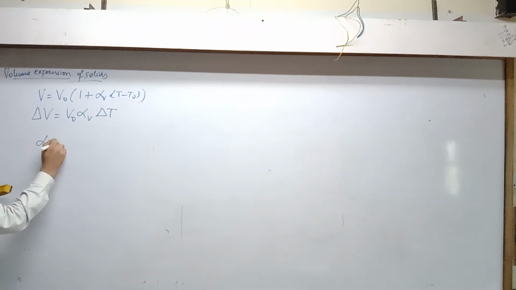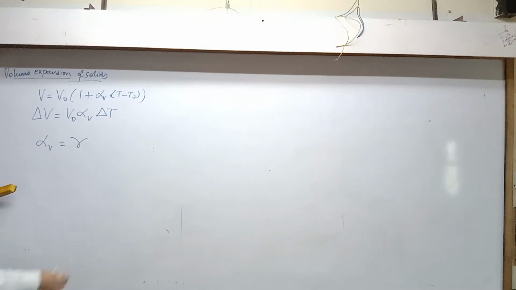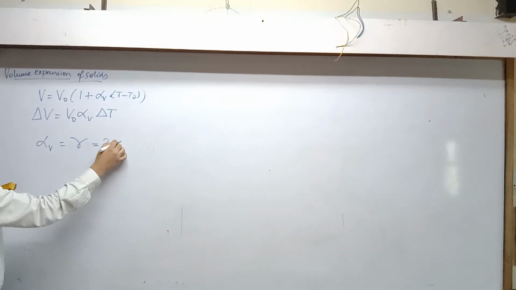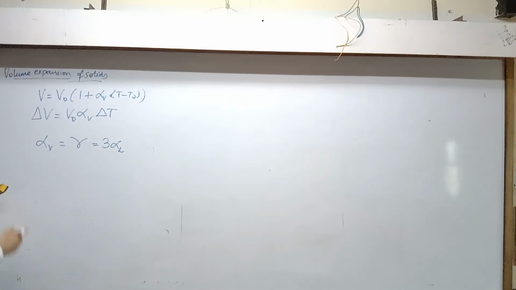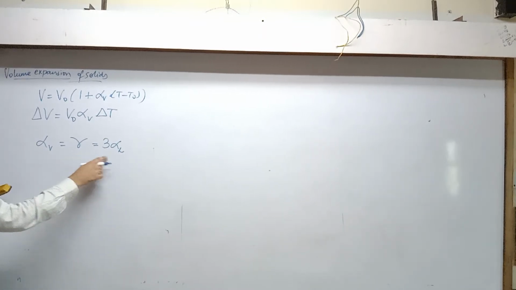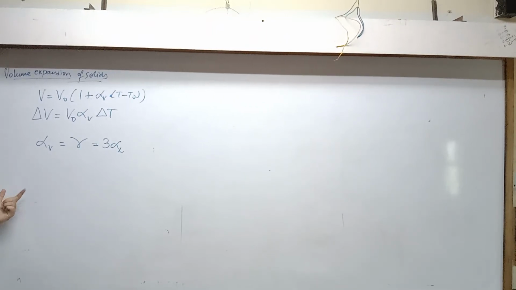Again, some books, including your textbook, write gamma. And by similar proofs, you have this. That is gamma equal to 3 alpha. You can prove it, it's fine. So we have gamma equal to 3 alpha L, or alpha V equal to 3 alpha L. So alpha L for linear, alpha A for area and alpha V for volume are in the ratio 1, 2, 3.